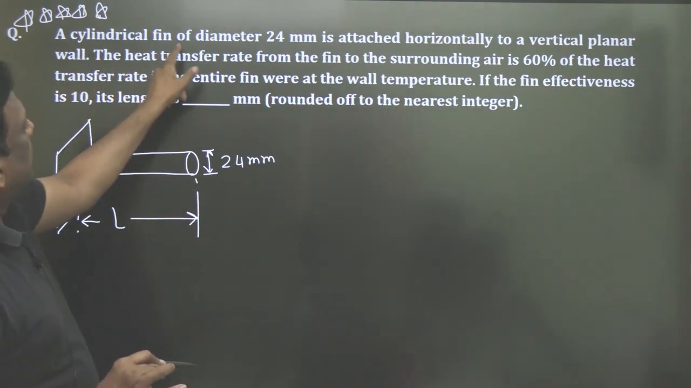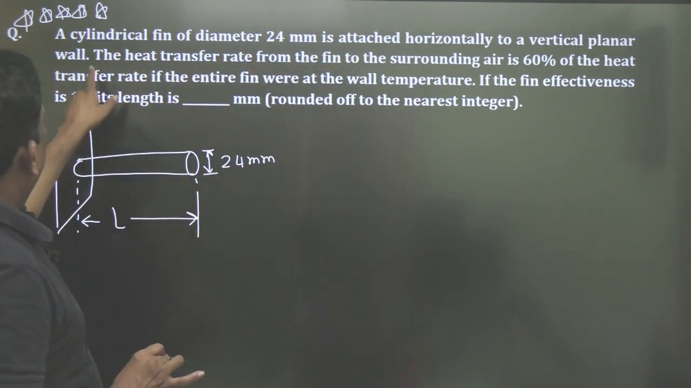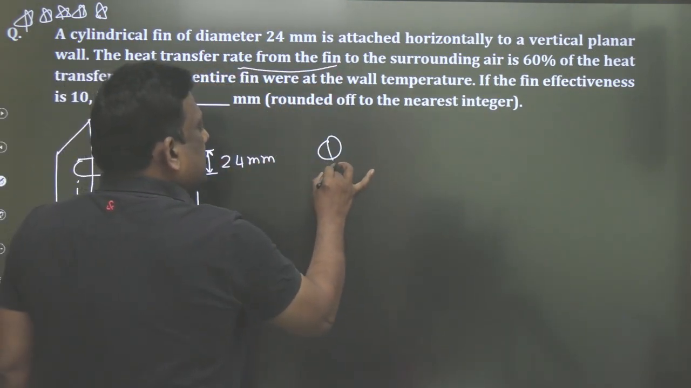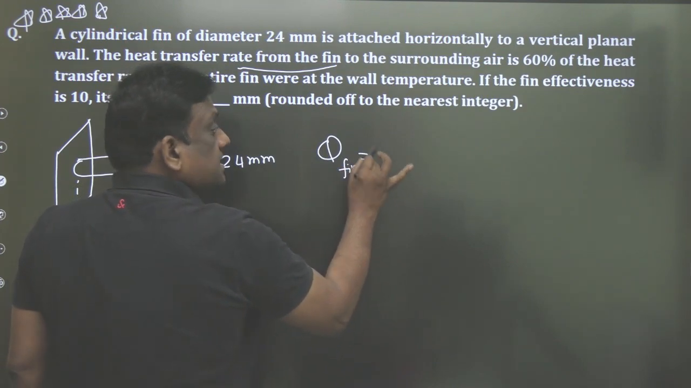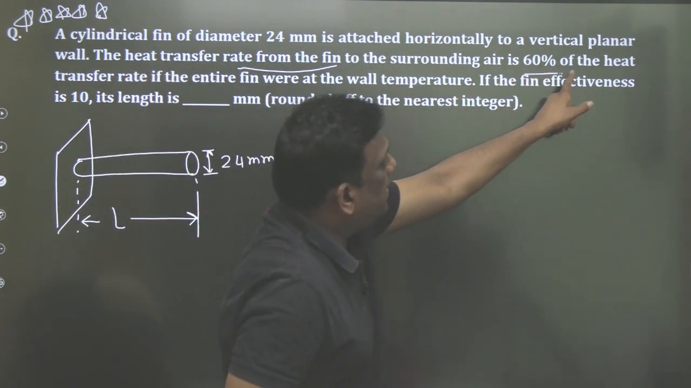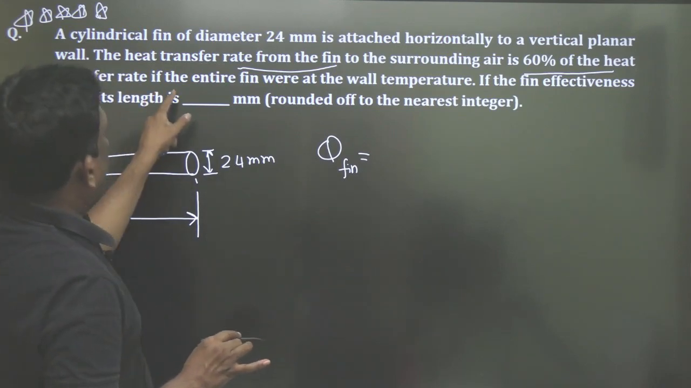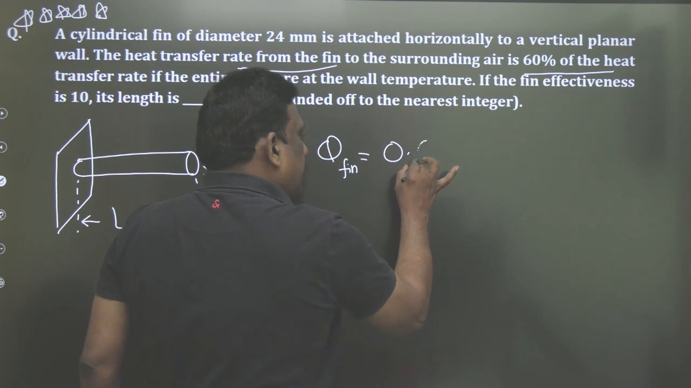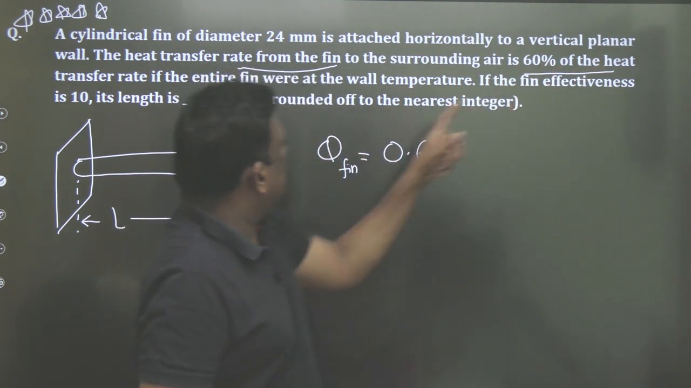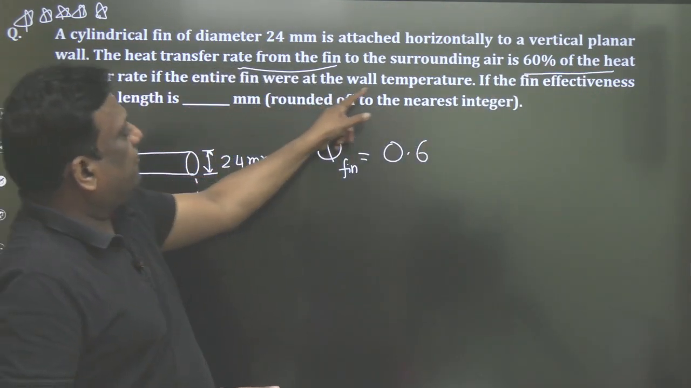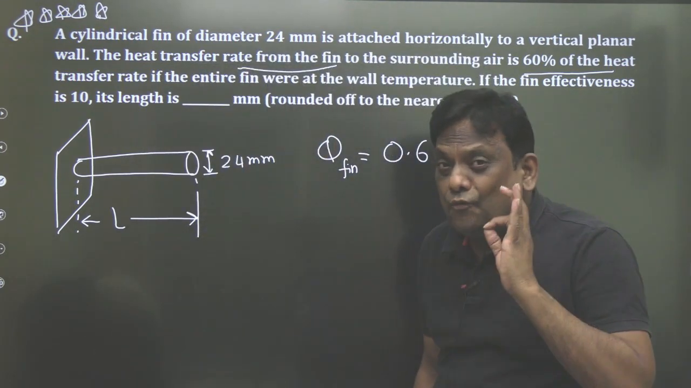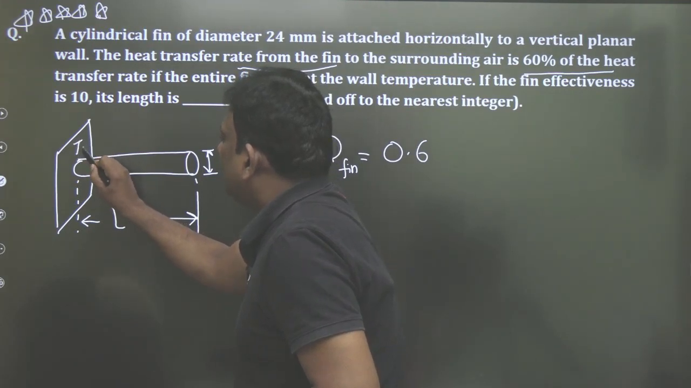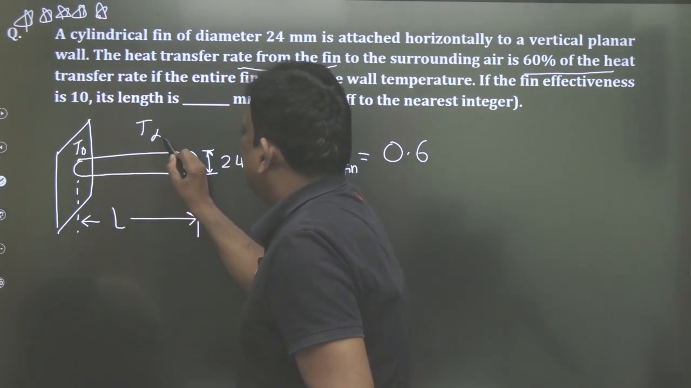A cylindrical fin of diameter is attached horizontally. The heat transfer from the fin is, listen carefully, 60% of the heat transfer if the entire fin were at the wall temperature. Look carefully. You know very well, let the wall temperature be T naught. Let the ambient temperature be T ambient.